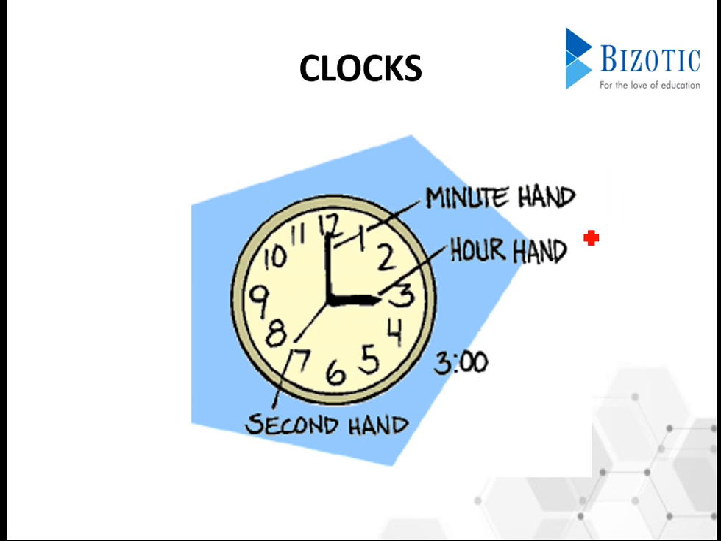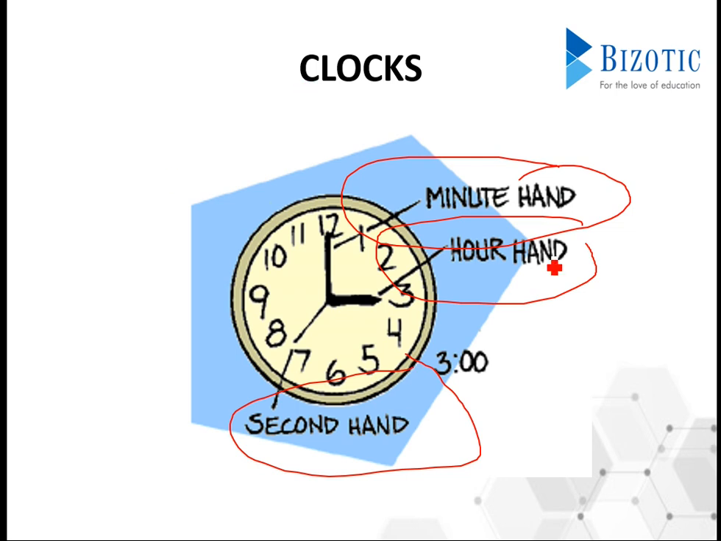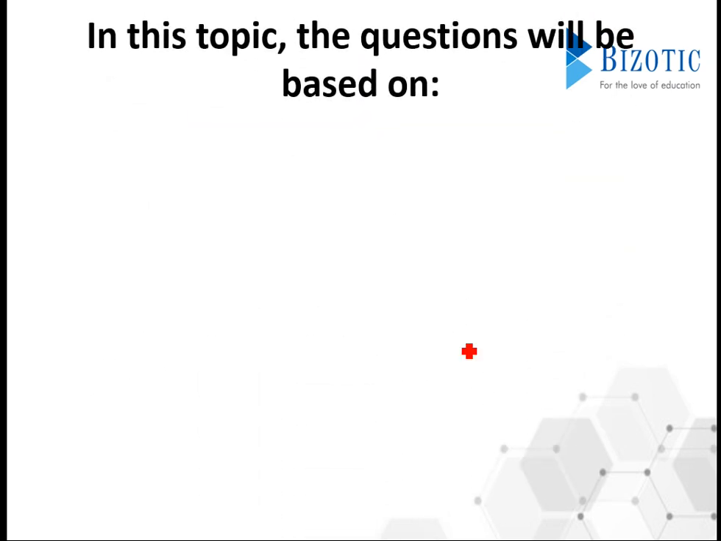A clock has three visible parts: an hour hand, a minute hand, and a second hand. All that you deal with when it comes to competitive examinations based on clocks will be about these three things. Now let's see what kind of problems you can anticipate.